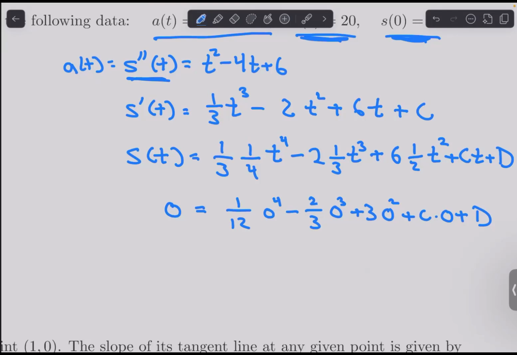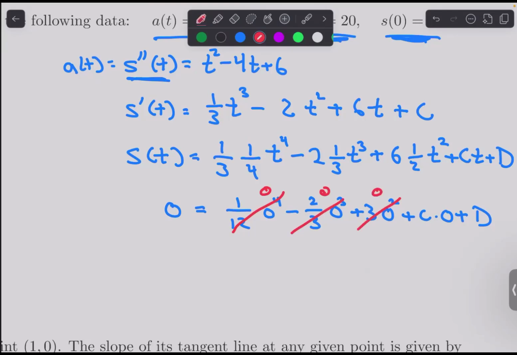So in this case, anything times 0 is just 0. So this is going to be going away. This is 0. This is 0. This is 0. Even c times 0, I don't know what c is, but when I multiply by 0, it's going to be 0. So all of this stuff is going away. And what I'm going to be left with is a statement that says that d is equal to 0.